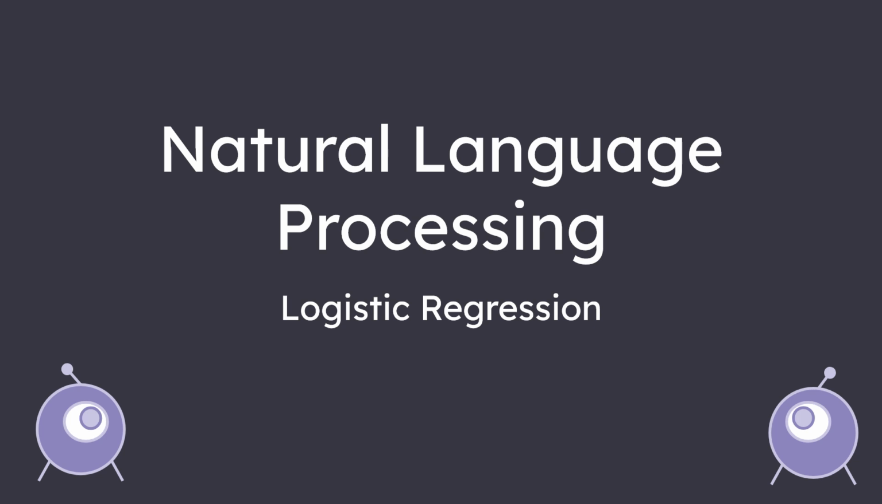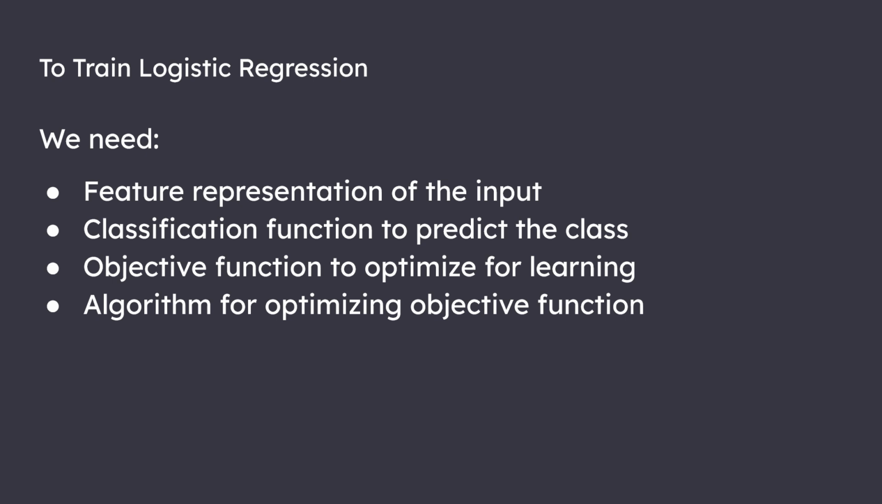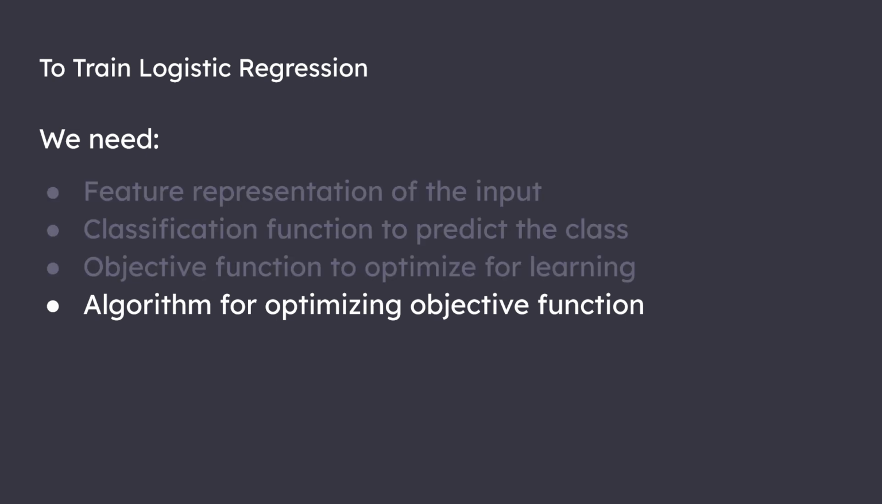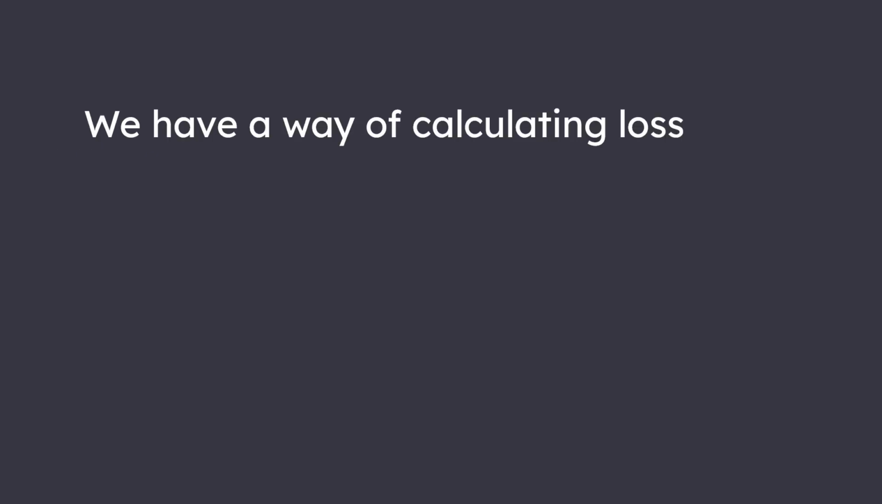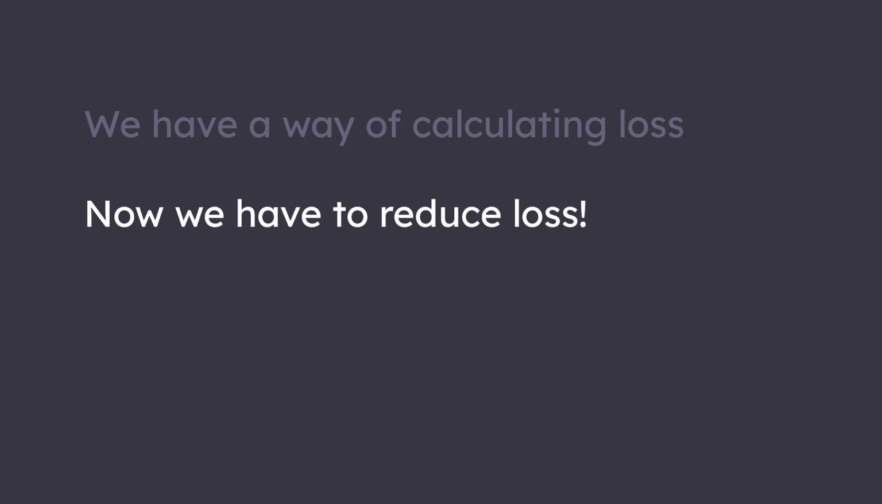This video will go over gradient descent. From our list of requirements to train logistic regression, we will focus on the algorithm for optimizing the objective function. We have a way of calculating loss, a measure of the distance between the true class and the predicted class. Now we need to reduce loss.